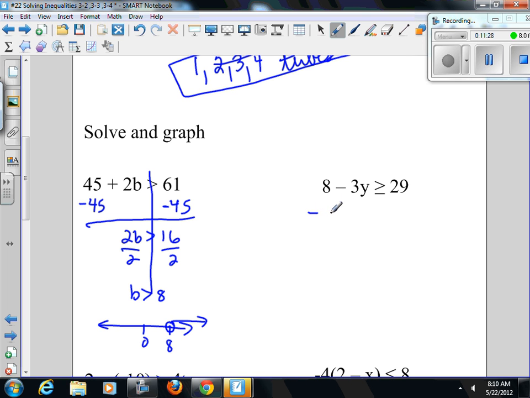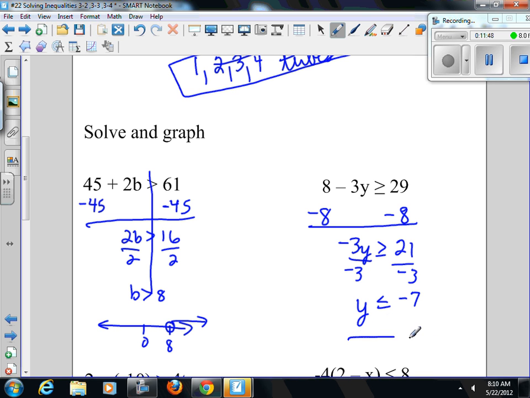Next one, subtract 8 from each side. We're left with negative 3y is greater than or equal to 21. Divide everything by negative 3. And when we divide by a negative, we have to switch the arrow. So we have y is less than or equal to negative 7. Here's your graph, 0. Here's negative 7. Closed dot with an arrow going to the left.